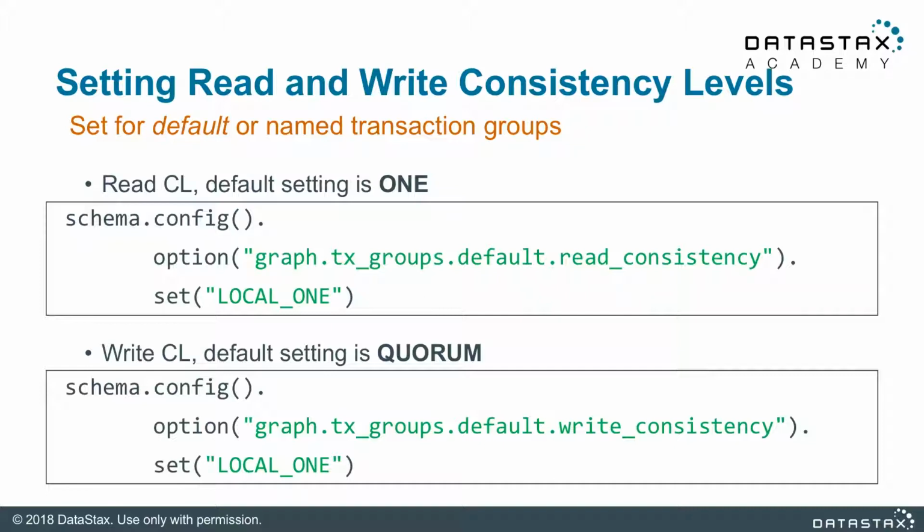The default read and write consistency levels are 1 and quorum respectively, and the code shown here changes both of them to local 1, which will result in higher availability but also higher chance to retrieve stale data. Of course, consistency levels should meet the needs of your particular application.